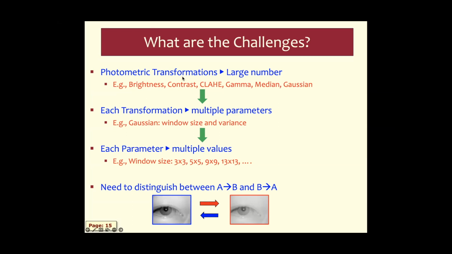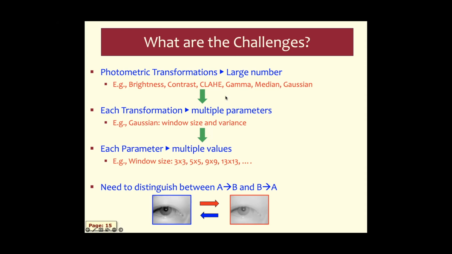Not only do you have a large number of transformations, for each transformation, you can have multiple parameters. Let's take the Gaussian transformation, for example. There are at least 2 parameters that it depends on. One is the size of the window, and also the variance that is used to apply on the image. So you have 2 parameters, which is actually a very modest number, but you can think of certain transformation filters which would require a larger number of parameters. Not only do you have a large number of parameters, for each parameter, say for example window size, you have multiple potential values, 3x3 windows, or 5x5, 9x9, 13x13.